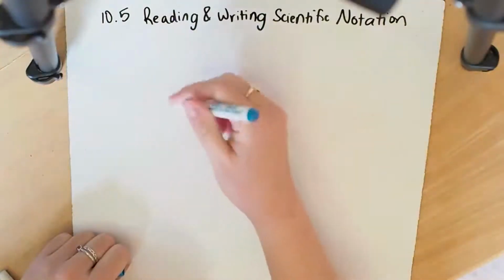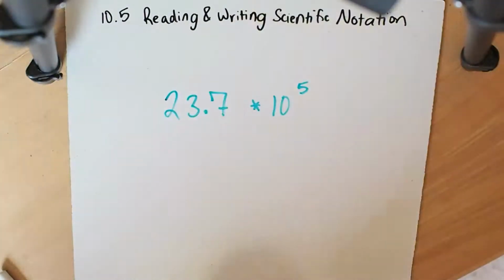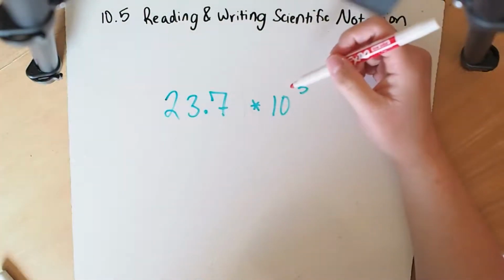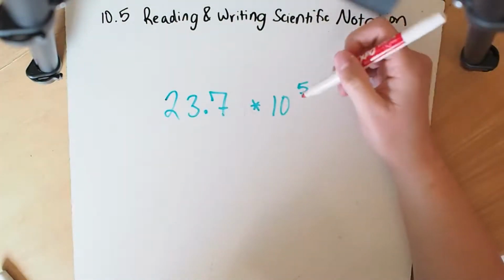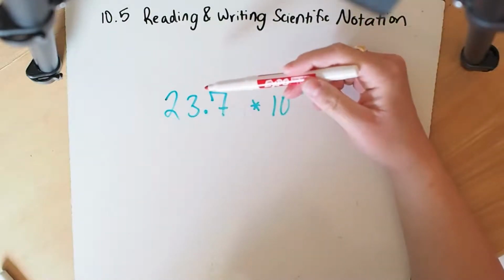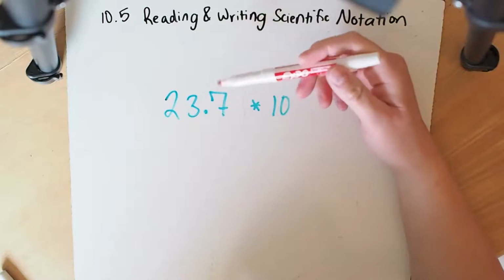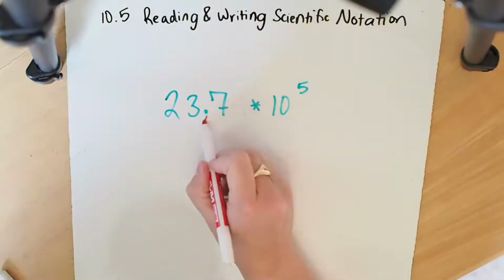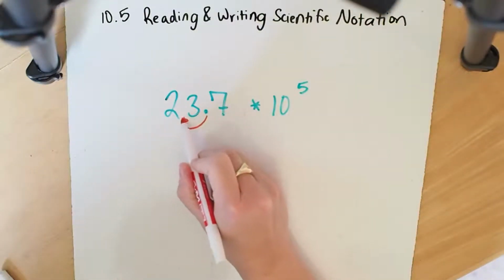What happens if I end up with something like this? Here I see that it's not written in scientific notation. This is 23.7 times 10 to the 5th, but there's 2 numbers in front of the decimal. In order to convert it to be in scientific notation, what I would have to do is take this and move it once to the left.